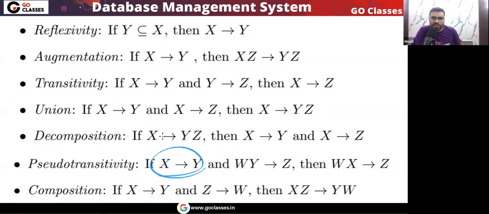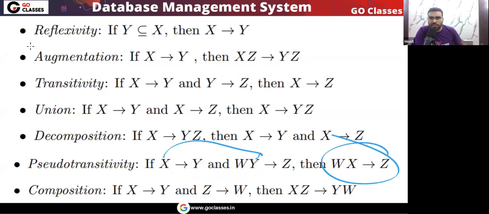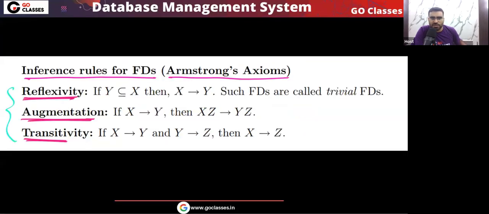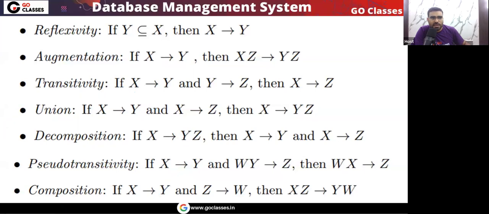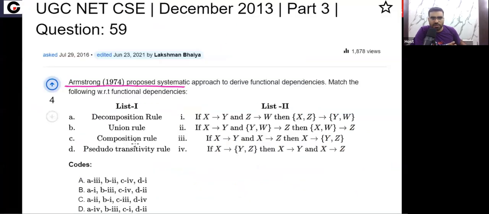And pseudo transitivity: if X determines Y and WY determines Z, then since X determines Y, WX will determine Z. This is pseudo transitivity. So these are the names. These names are important only for government or PSU exams, not important for the GATE exam. Anyway, for this question you can easily see what the answer will be.